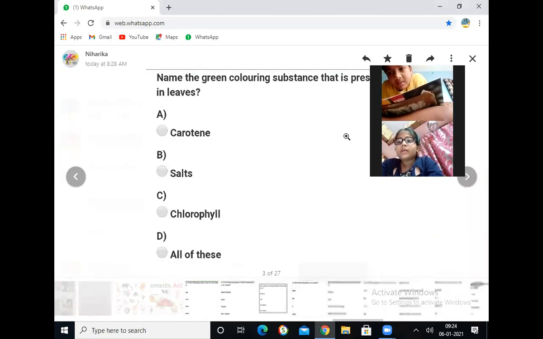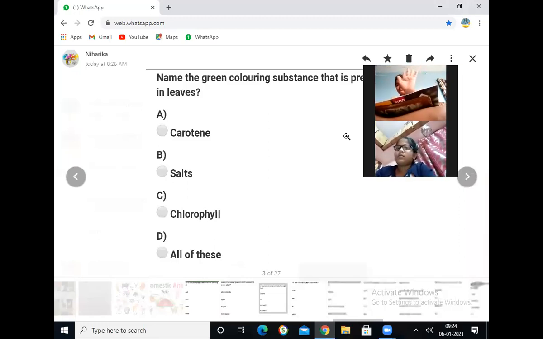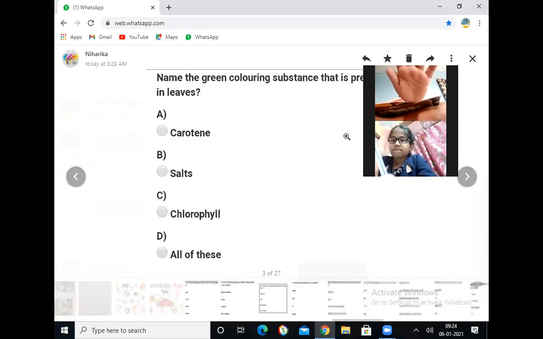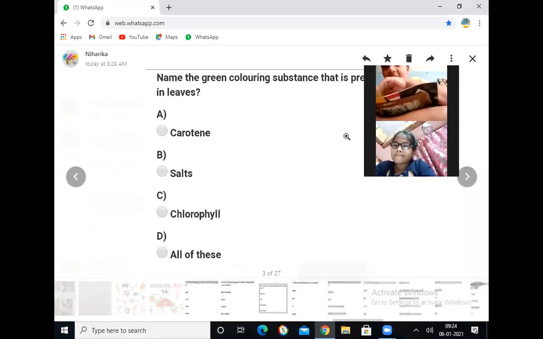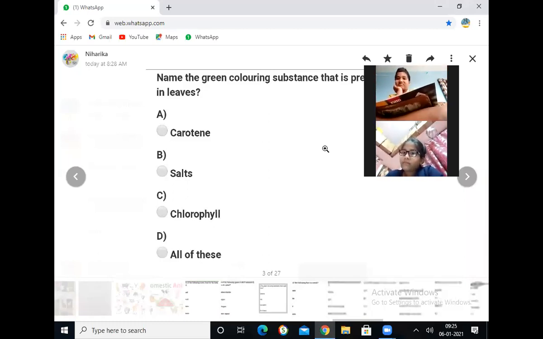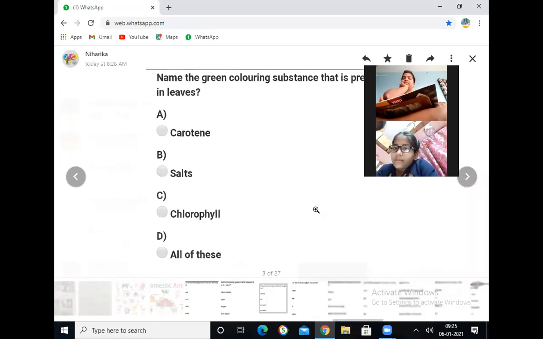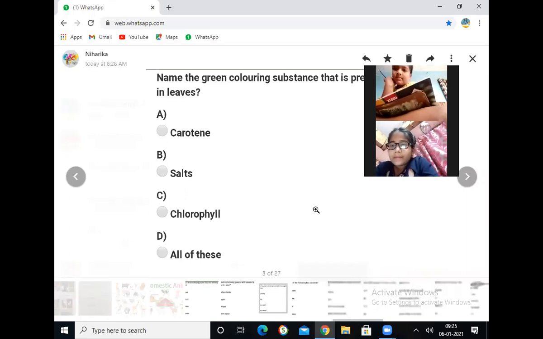Name the green coloring substance that is present in the leaves: carotene, salts, chlorophyll, or all of these. Yes, Avisha. Babish also raised it. Babish, answer. Chlorophyll. Yes, chlorophyll is the correct answer. The green color in a flat structure like the leaf is because of chlorophyll, as we discussed in block one. What is the answer for the third one? Chlorophyll. Fine. Next question.